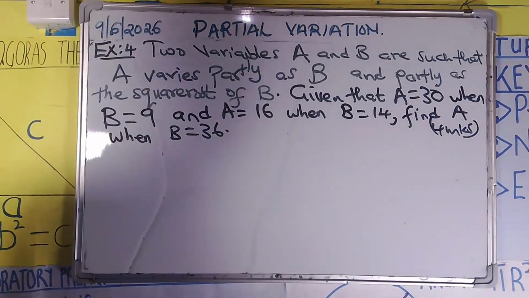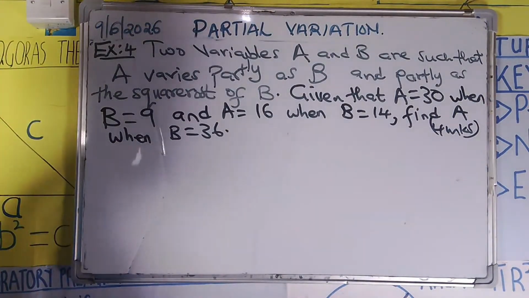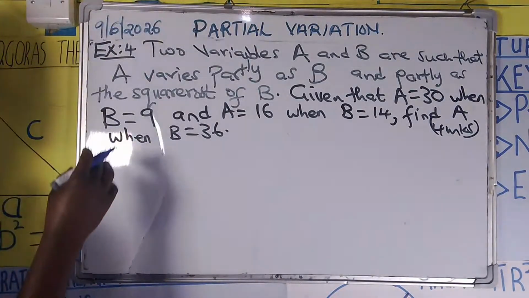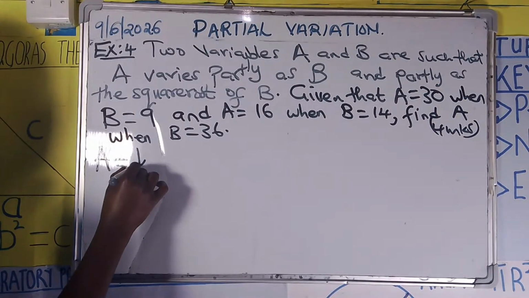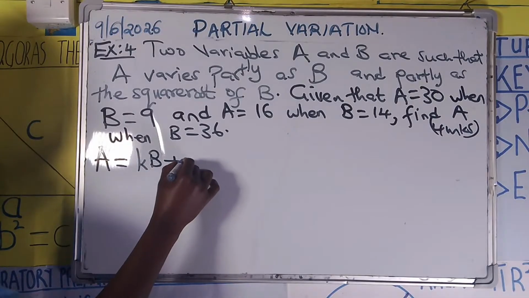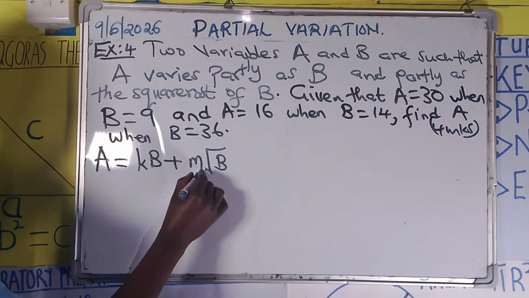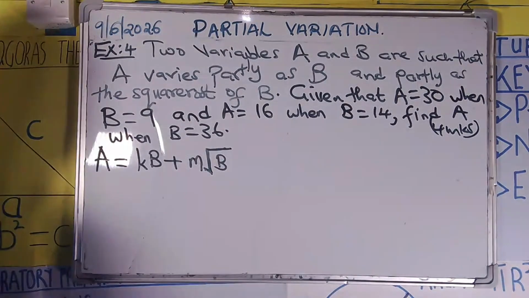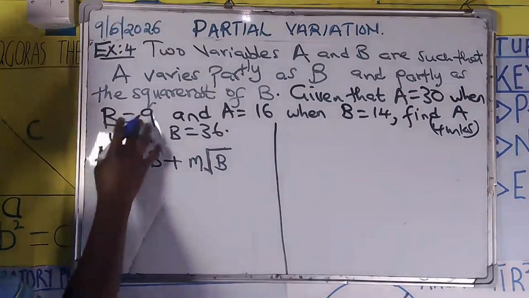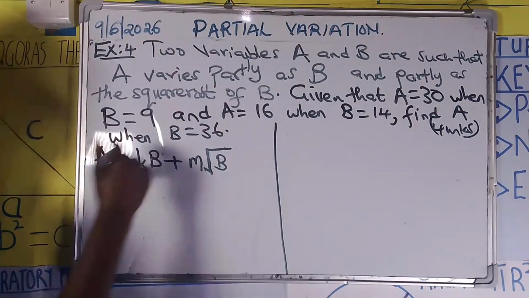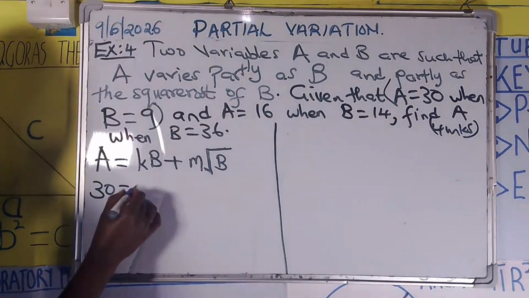Find a when b is equal to 36. So in this scenario, we will first write the equation. Two variables a and b are such that a varies partly as b and partly as the square root of b. Given that a is 30, b is 9. Tutaanza hapa. When a is 30, b is 9.